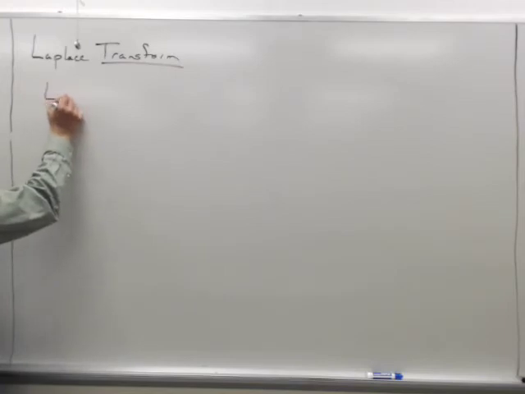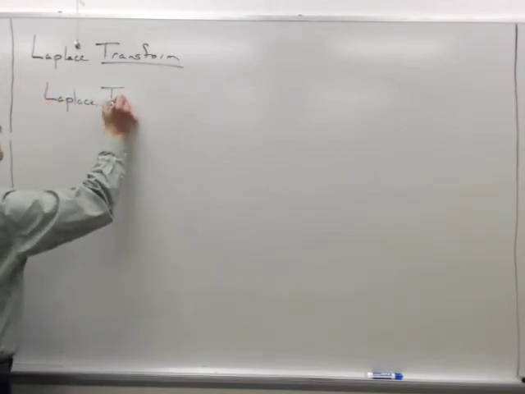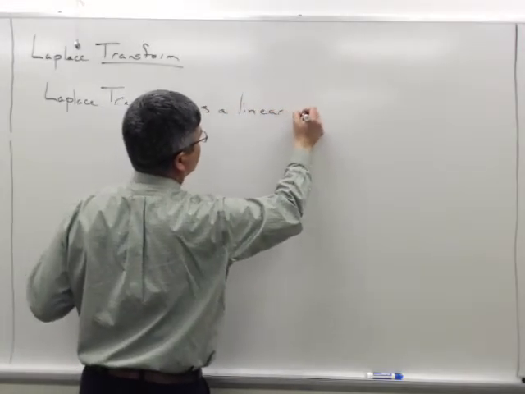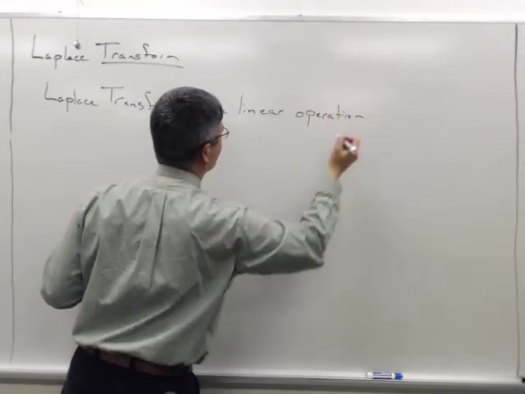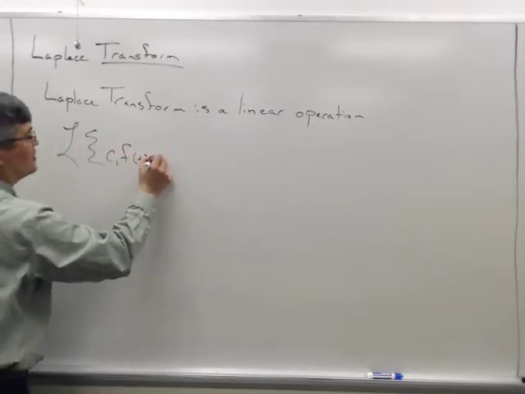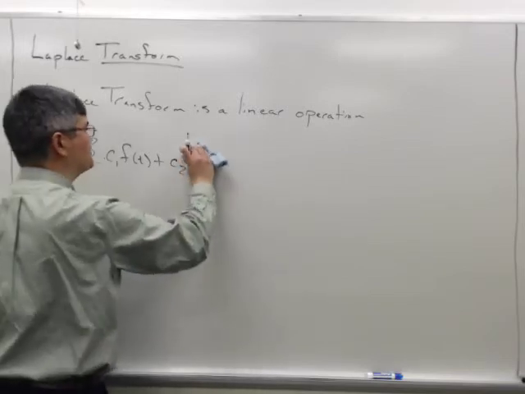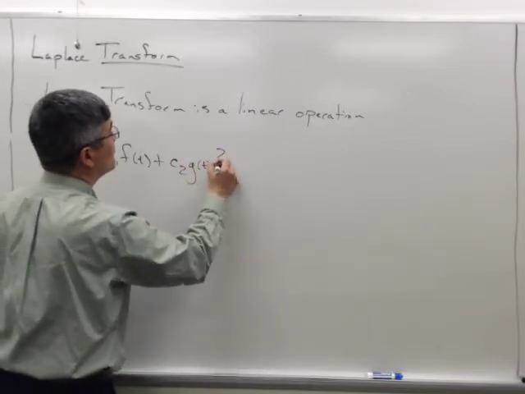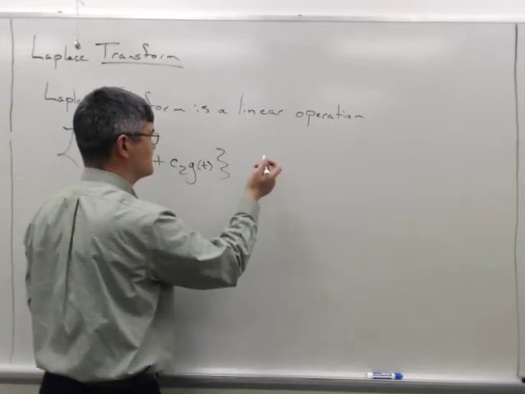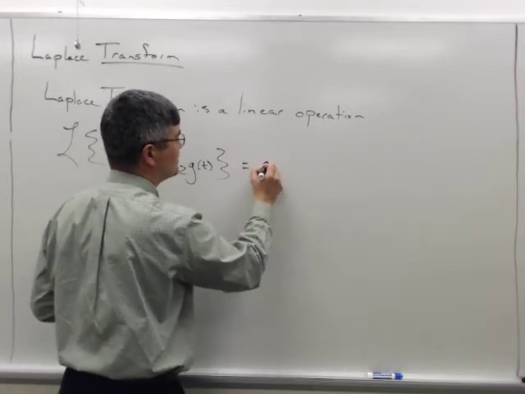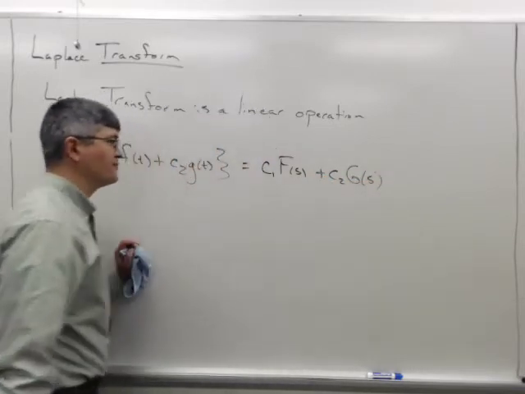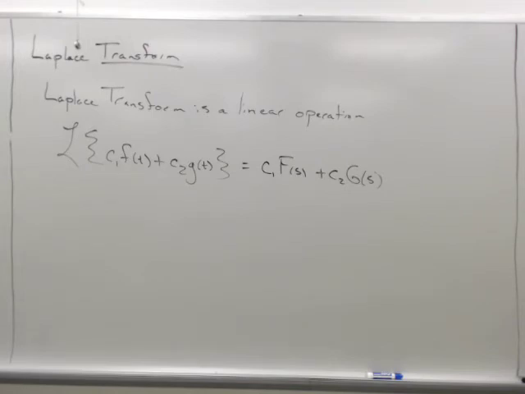Properties are that the Laplace transform is a linear operation. What that means is that when I take the Laplace transform of C1 times f of t plus C2 times g of t, here's a linear combination of two functions. If this transform operator is linear, then here's what I should get: a linear combination of the individual Laplace transforms.